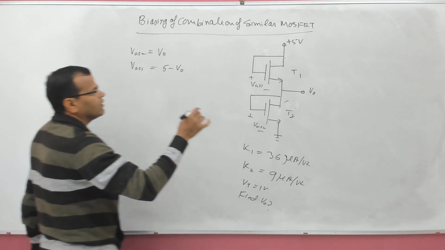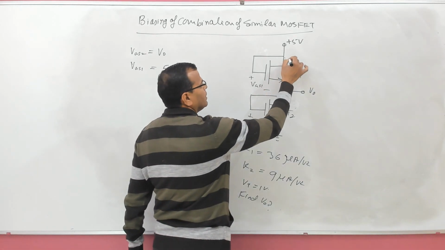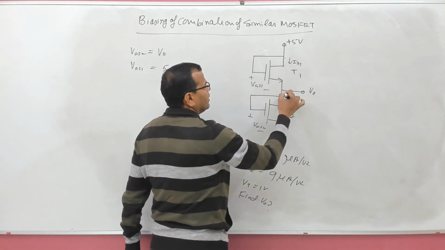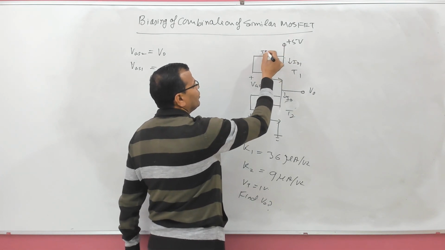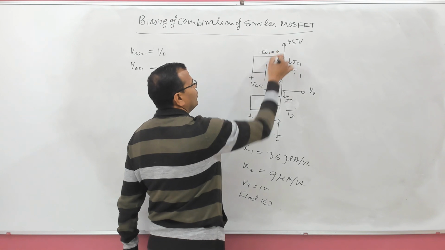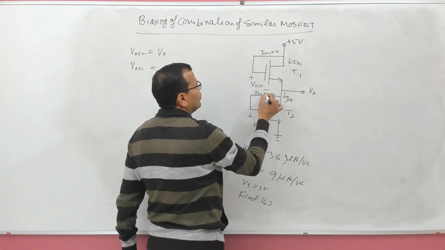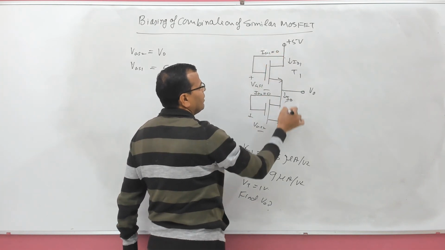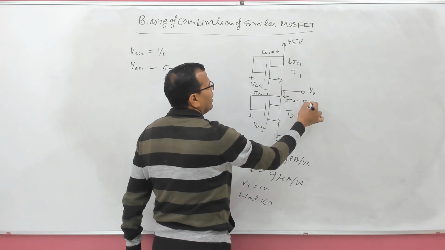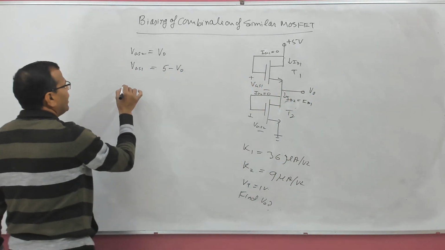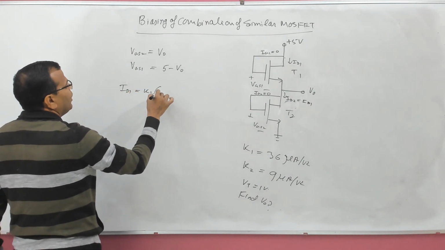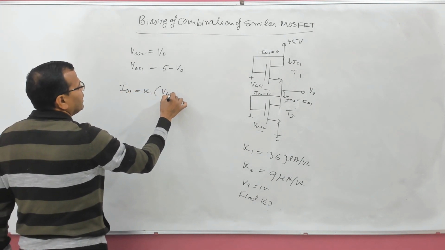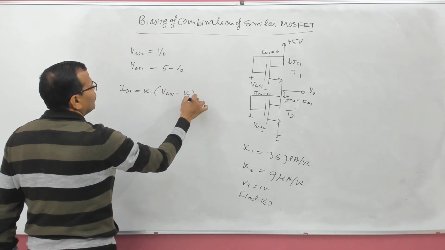Drain current here, this is ID1, this is ID2, and remember the gate current is always 0 here, IG1 is 0 and IG2 is 0. So, whatever is current here, same will be here. So, ID2 will be equal to ID1. So, ID1 is what? ID1 is transconductance parameter K1 into (VGS1 minus VT) whole square.